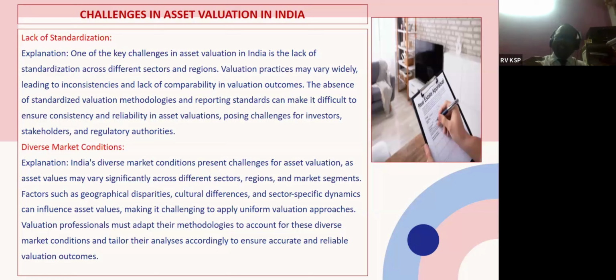We will see some more things, that is challenges in asset valuation. One of the key challenges in asset valuation in India is a lack of standardization. You take from 1960, there are different changes that have happened across different sectors and regions. The valuation practice may vary widely, leading to inconsistency and lack of comparability in valuation outcomes.